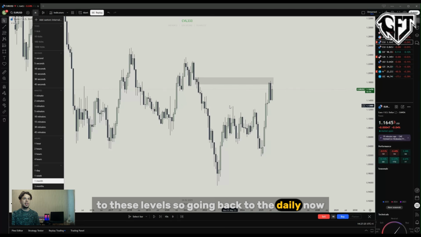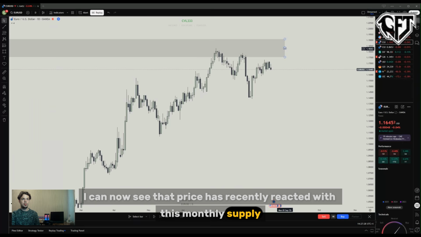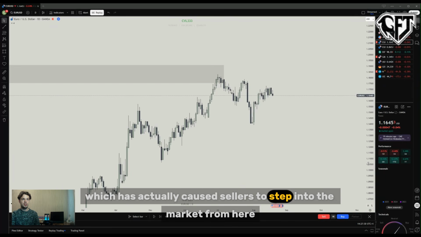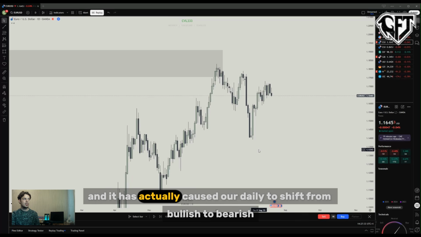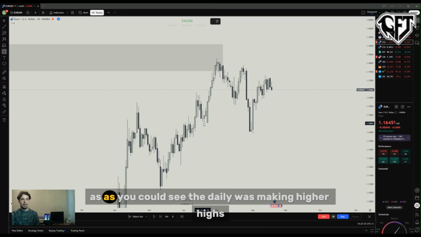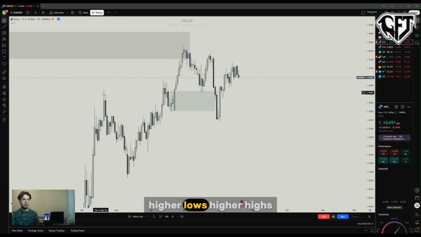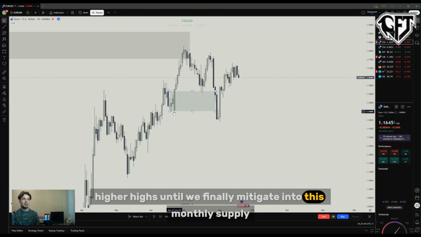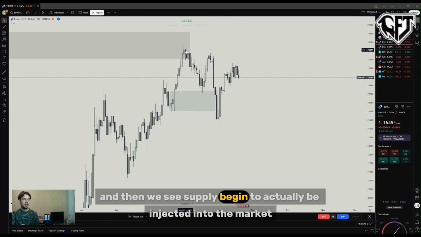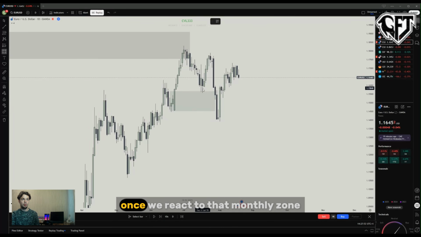So going back to the daily now, I can see that price has recently reacted with this monthly supply, which has caused sellers to step into the market from here, and it has caused our daily to shift from bullish to bearish. As you could see, the daily was making higher highs, higher lows, higher highs, higher lows, higher highs, until we finally mitigate into this monthly supply, and then we see supply begin to be injected into the market.